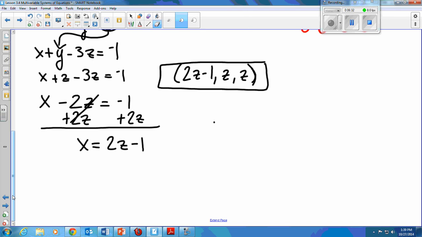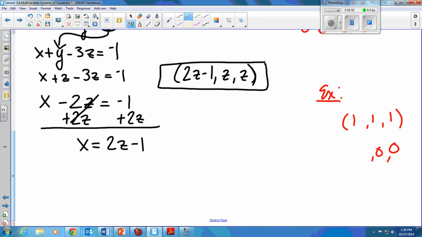So if I wanted to see what happens, for example, remember there are an infinite number of solutions, but here are some examples of solutions that work. If z is 1, y is 1, and if I plug in a 1 for z here, what is x? 1. Well, if z is 0 and y is 0, if I plug in a 0 for z, what would x be? If z was 3, that means y is 3. If I plug in a 3 here for z, x is 5.